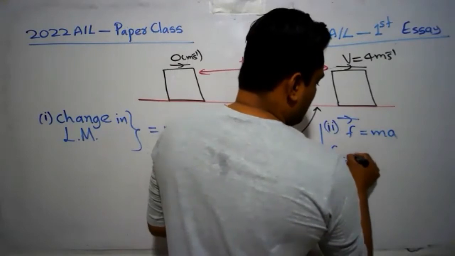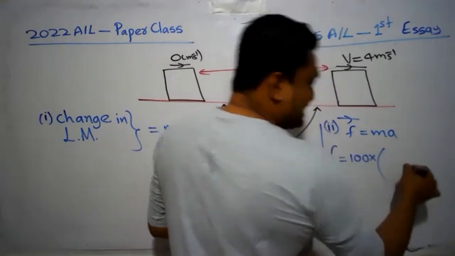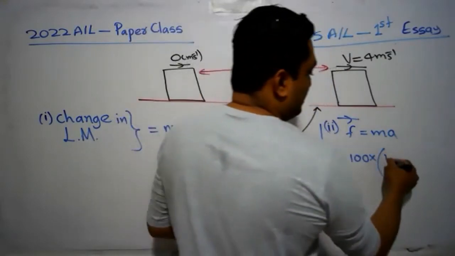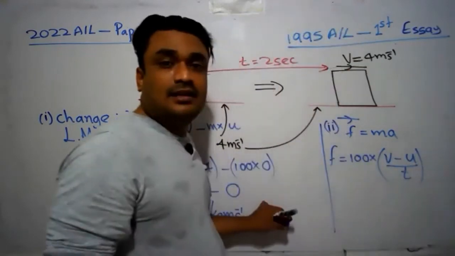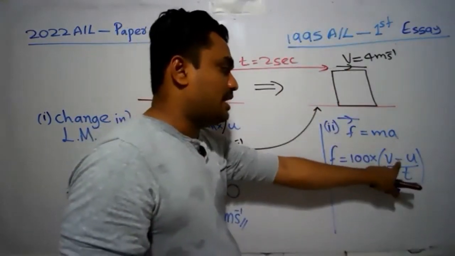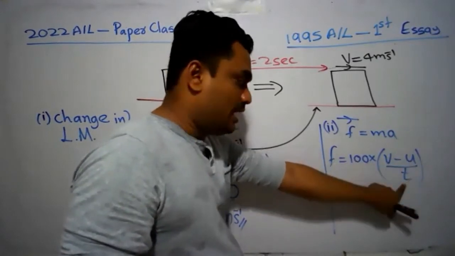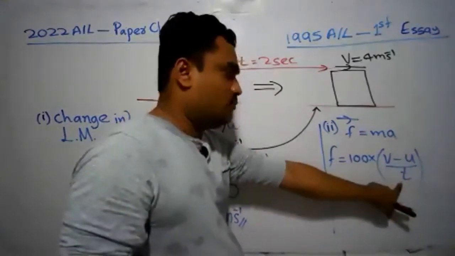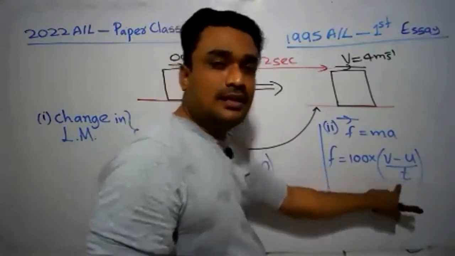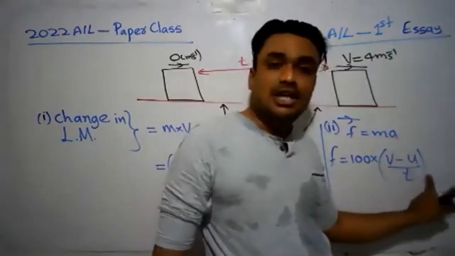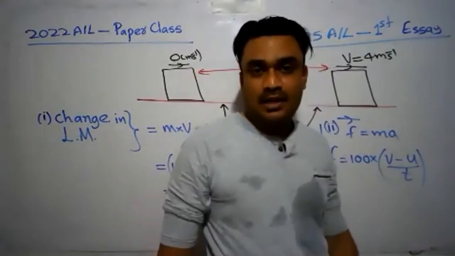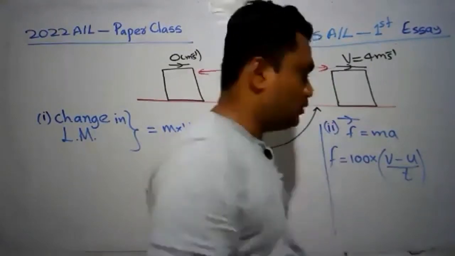So F equals mass times acceleration, and the mass is 100. Acceleration is the increase in velocity divided by the time taken. Increase in velocity means final velocity minus initial velocity, divided by time taken. Or you can use the impulse equation also.